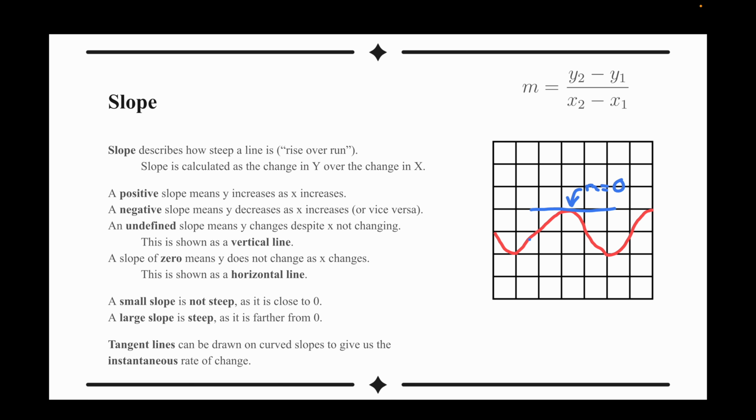If I draw a tangent line at this point, when the slope is positive, I'm going to get a positive slope, because as x is increasing, y is also increasing. Or if I draw a tangent line here to look at this slope, I can see that the slope will be negative, because as x goes in the positive direction, y goes in the negative direction.